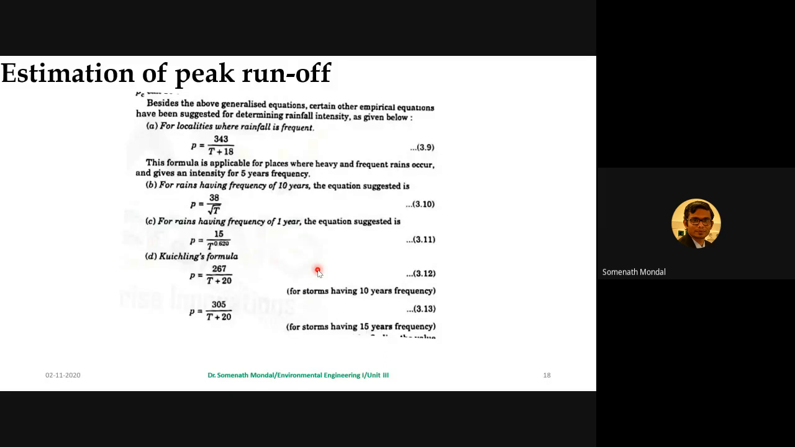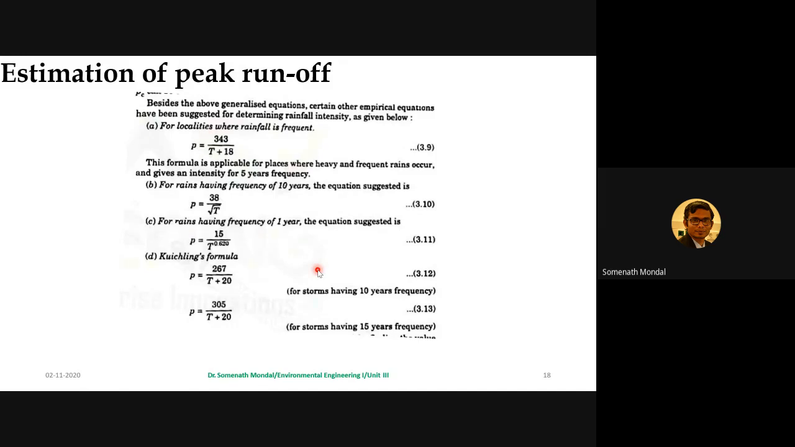Now for rains having a frequency of 10 years, the equation which is suggested is 38 by root T. These nomenclatures of T we have already mentioned before. For rains having a frequency of 1 year, the equation again changes, you can see here. And finally we have the Kuchling's formula for storms having 10 years as well as storms having 15 years. So we can understand these equations, whatever we have shown over here. That can be used for finding the value of TC.